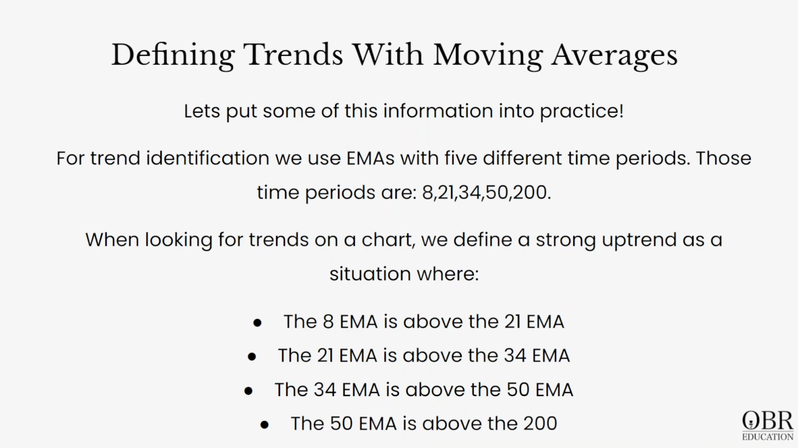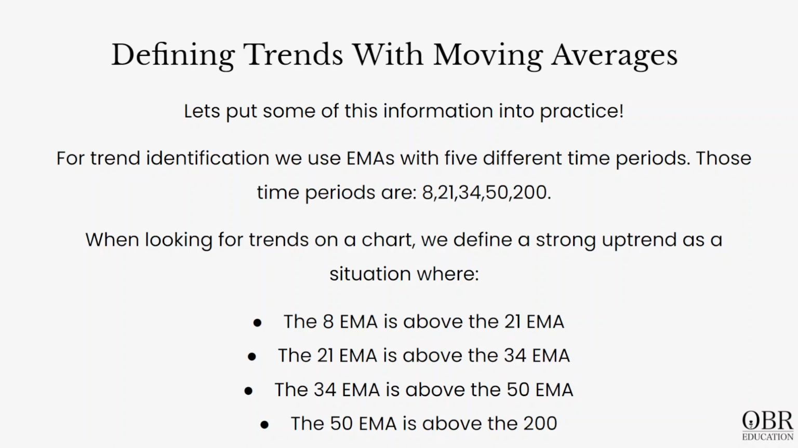So now we're getting into defining trends with moving averages. We're taking all this information that we just got and putting it into practice. For this example, we're going to use the EMAs because that's what I most commonly use, and I think what most of the analysts use as well. For trend identification, we're going to use 5 different EMAs with different time periods: the 8, the 21, the 34, the 50, and the 200.